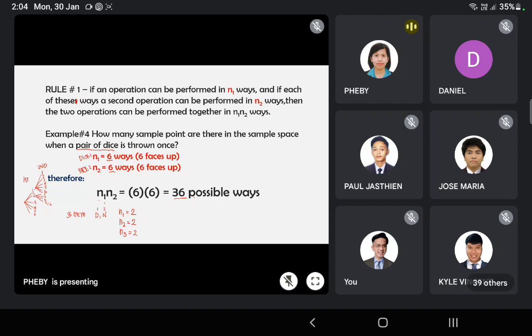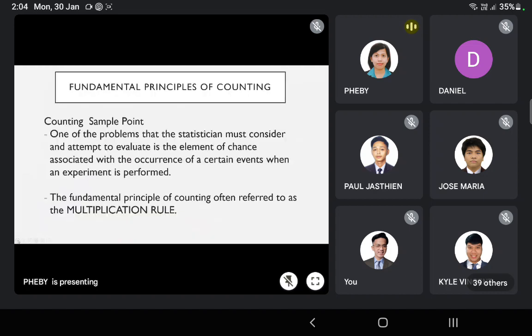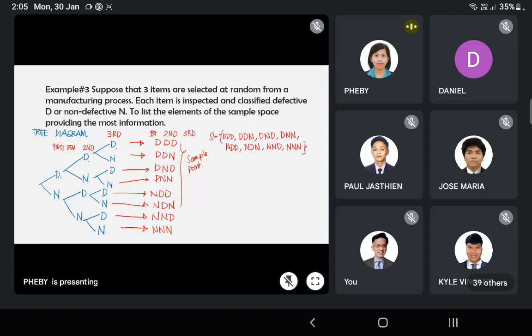Okay? So therefore, our n sub 1, n sub 2, n sub 3 is equals to 2 times 2 times 2. That's why we have 8 possible combination ng items na makukuha natin. Di ba? So 8. So kanina ilan yung nakuha natin, di ba? 1, 2, 3, 4, 5, 6, 7, 8. So, 8 possible outcomes.